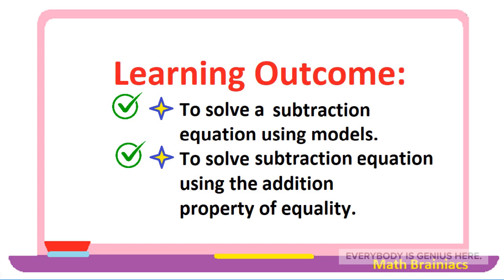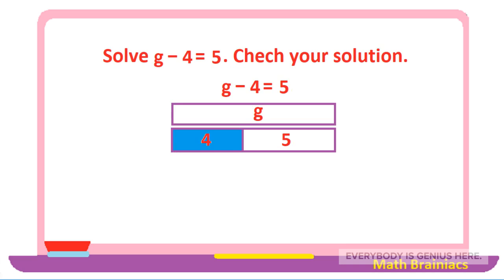On this regard, we have met our goal for today's lesson. We have learned how to solve the subtraction equation using models. And we have learned also how to solve the subtraction equation using the addition property of equality. It is easy, right? To wrap it up, in solving subtraction equation, we're going to apply the inverse operation. So we're going to add 4 and 5 in this case. That will give us 9.